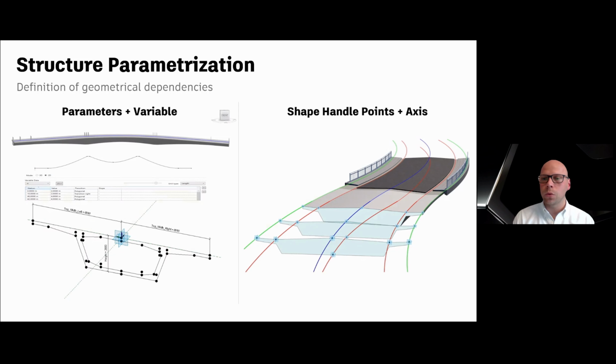The other way is to use the geometrical parameterization, which is simply the usage of the shape handle points and also an axis. So in this way, we can utilize the geometrical information of an axis to drive the parameterization of the profile or of the components.